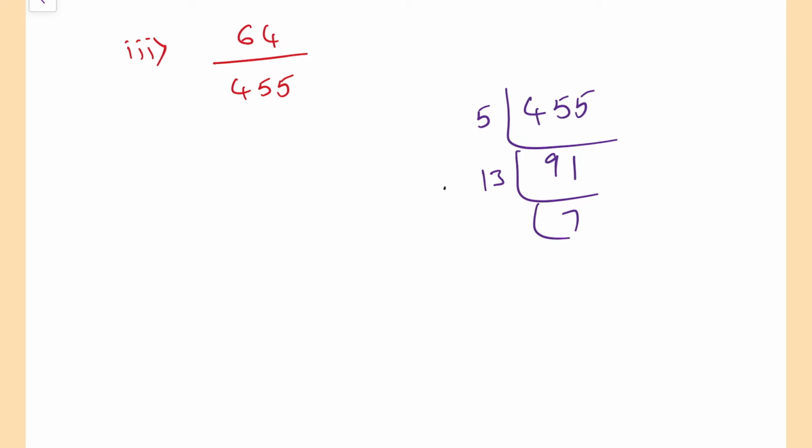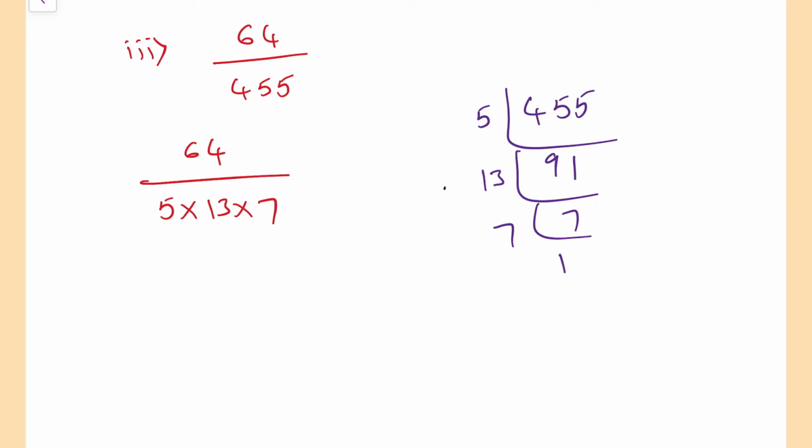64 divided by 455. Here the denominator is 455, right? So for 455 let us do prime factorization. Last digit is 5, so it will come in 5 table. 5 9s are 45, 5 1s are 5. 91 will come in 13 table: 13 sevens are 91. So 64 divided by 455 can be replaced with 5 into 13 into 7.